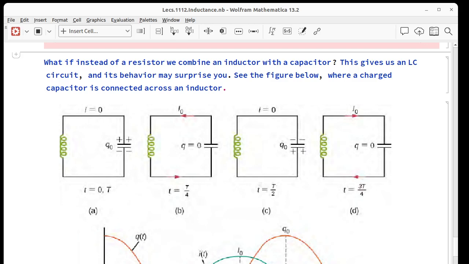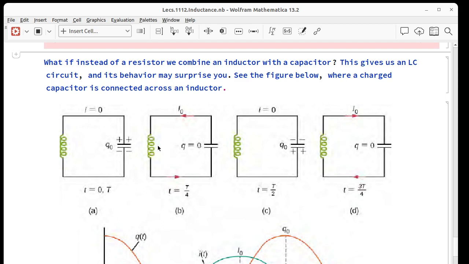What if instead of a resistor inductor circuit, we have an inductor capacitor circuit? We also call this an LC circuit for their abbreviations. The behavior of this circuit might surprise you. Here in this picture, we start off with a capacitor charged so that the top plate is positive, bottom plate is negative, and we've closed a switch to connect it to this inductor. Now the positive and negative charges can get together. They just have to go through the inductor.